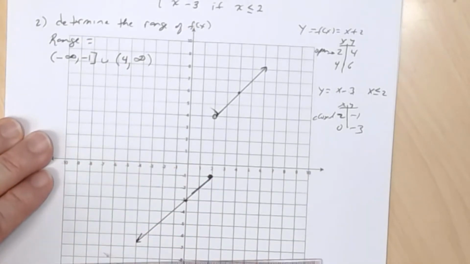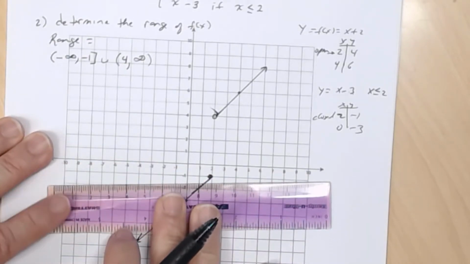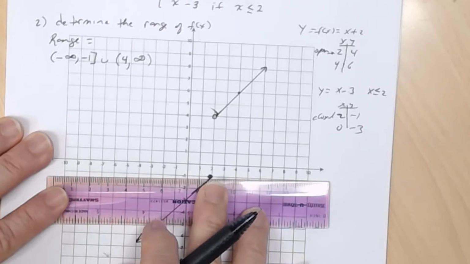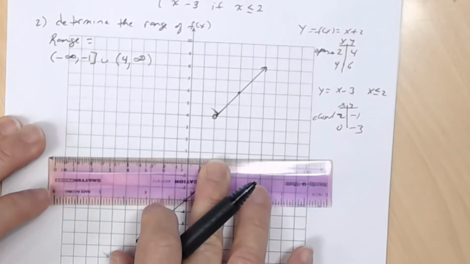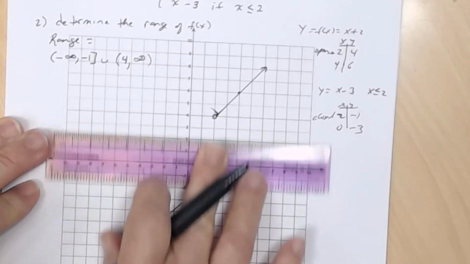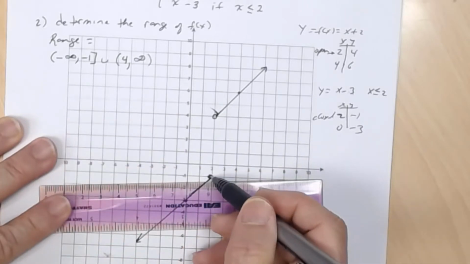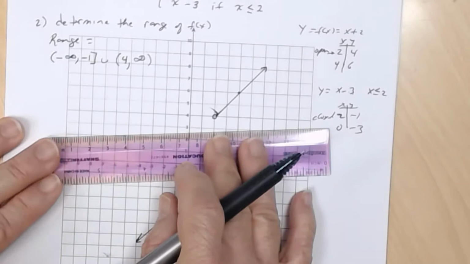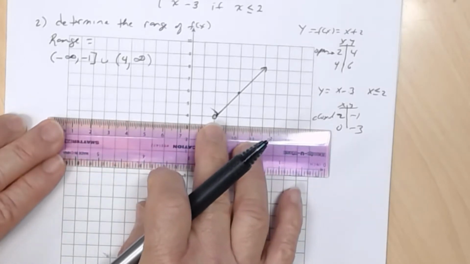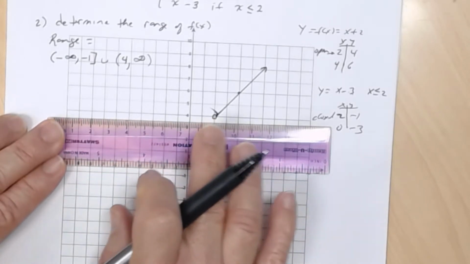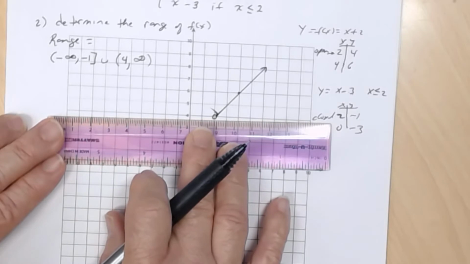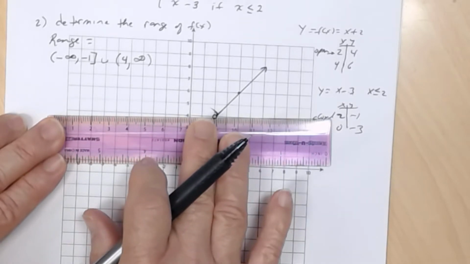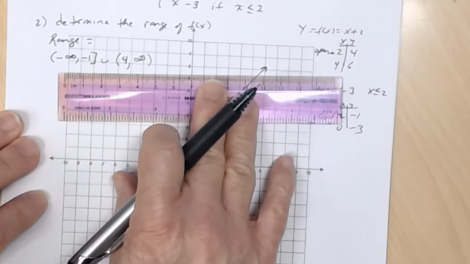So notice you went from negative infinity all the way to this y value right here, which is -1. And then there's no part of the graph here, so you're never going to get a y value between here and here. Okay? And even 4 is not going to be a y value in the graph because it's open. All right, so you're going from parentheses 4 now all the way to infinity.